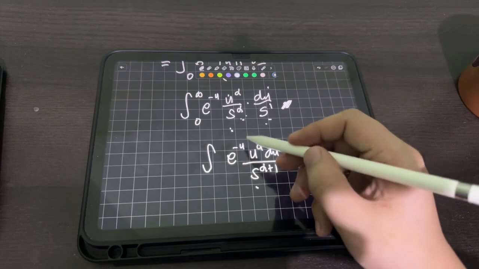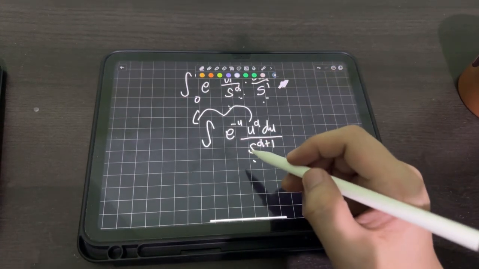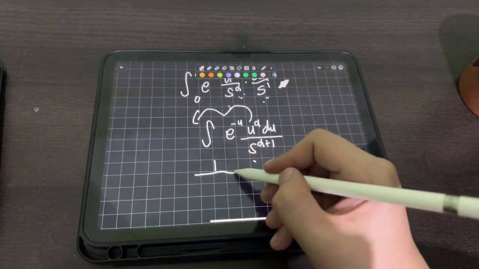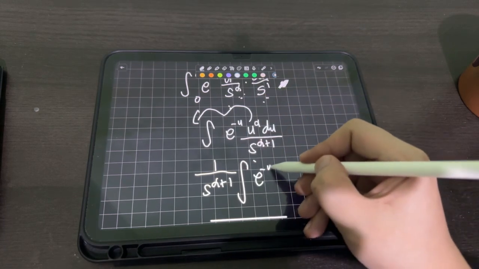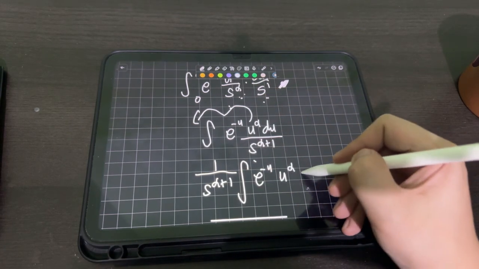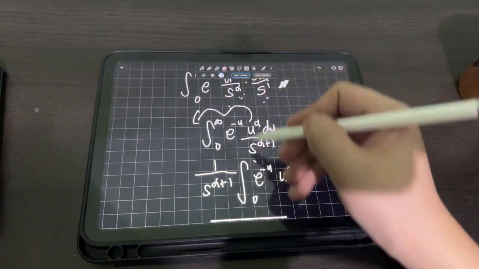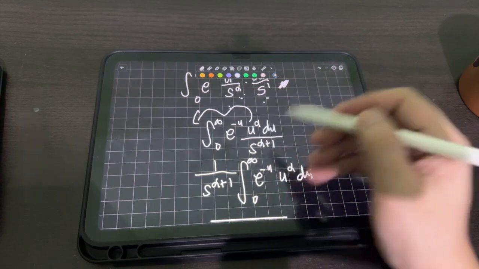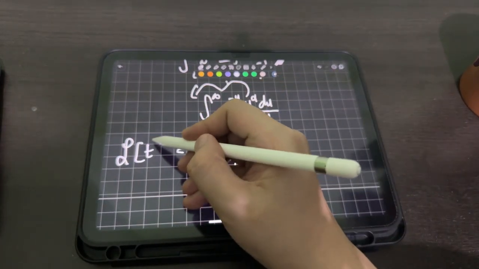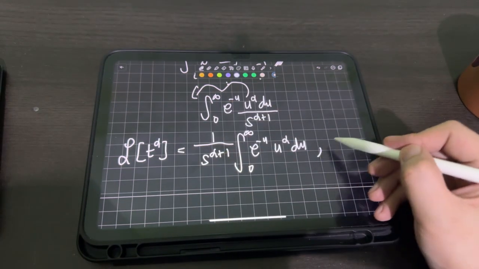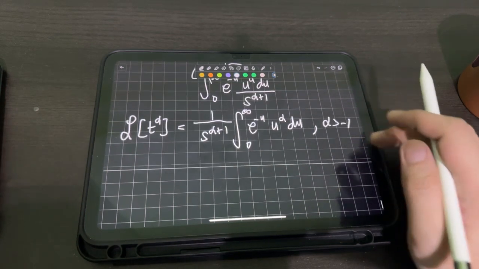Which is a constant, so you can just put in front of the integral this 1 over s raised to alpha plus 1. So 1 over s raised to alpha plus 1 times the integral of e to the negative u to the alpha du, from 0 to infinity. Okay. So far, this is the expression for the Laplace transform of t to the alpha, provided that alpha is greater than or equal to negative 1.